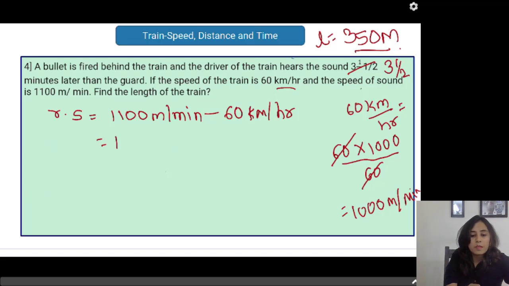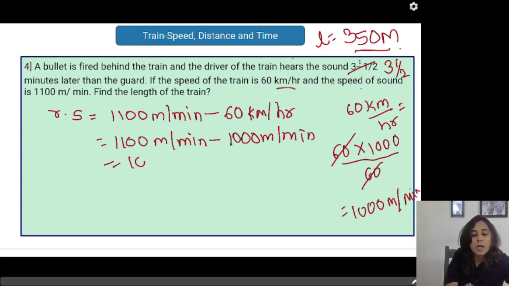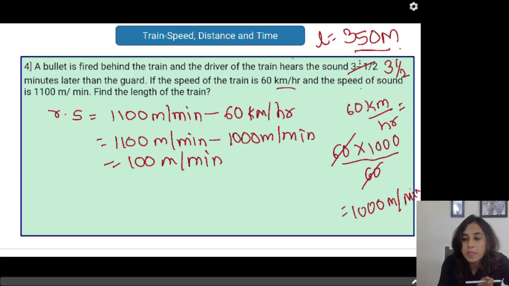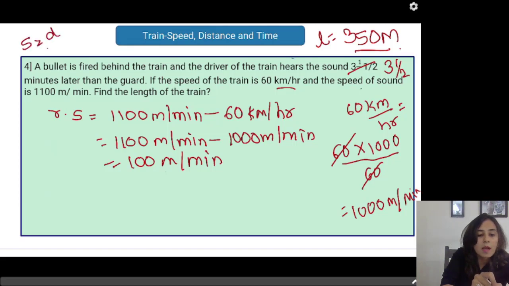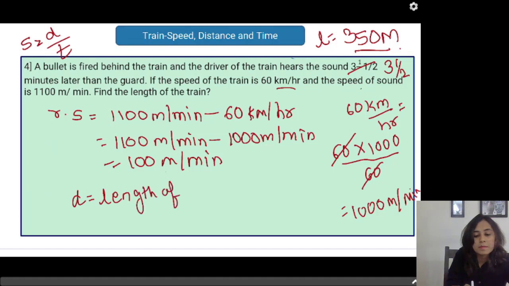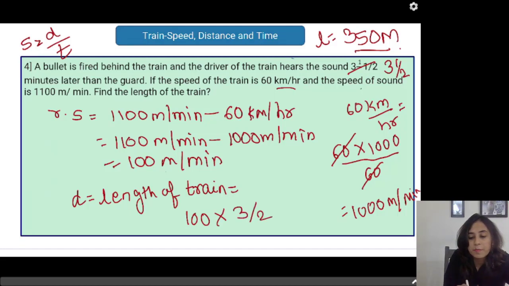Now I have 1100 meters per minute minus 1000 meters per minute. So this comes out as 100 meters per minute. So the relative speed is 100 meters per minute. Now the formula for speed is distance upon time. So here the total distance traveled is going to be equal to the length of the train. So that is nothing but 100 meters into the time, which is 3.5 minutes. So this comes out as 350 meters. The length of the train comes out as 350 meters.